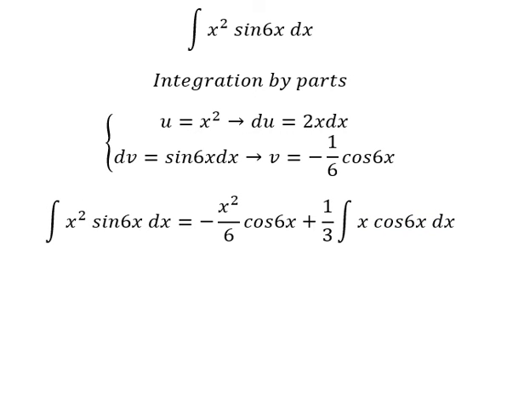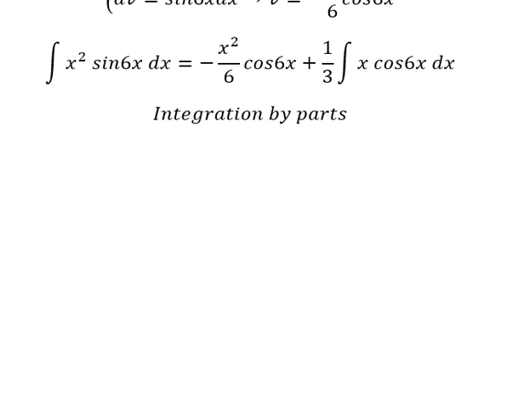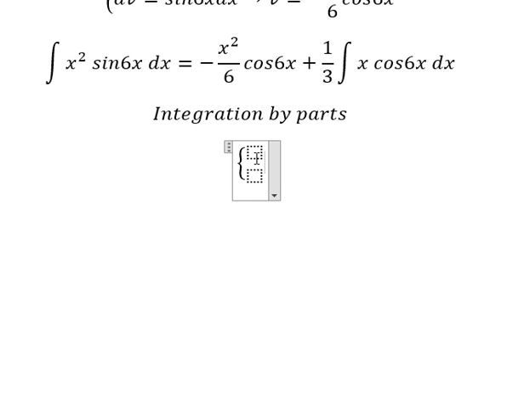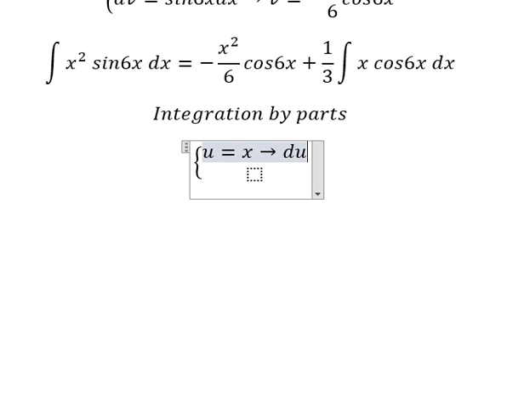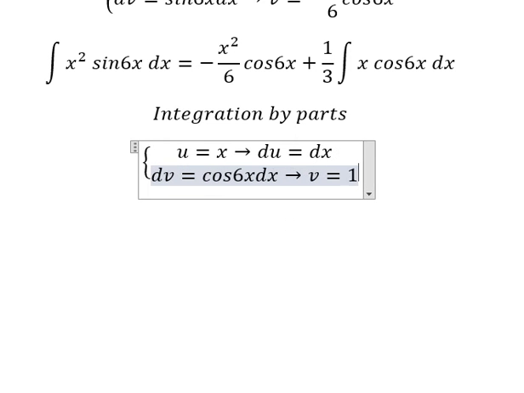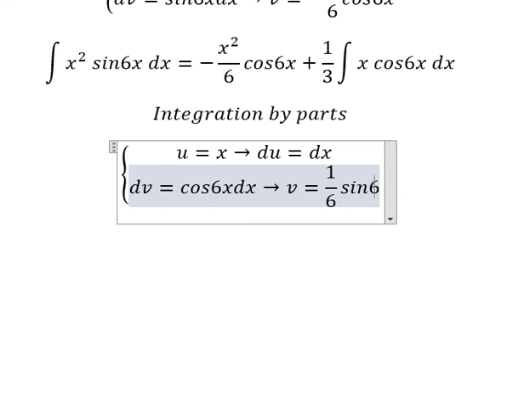Now we can use integration by parts again, and now we can use u equals s. Later we need to take the first derivative of both sides, and we have du equals ds. dv equals cosine 6x ds. The integration of this one, we have v equals 1 over 6 sin 6x.